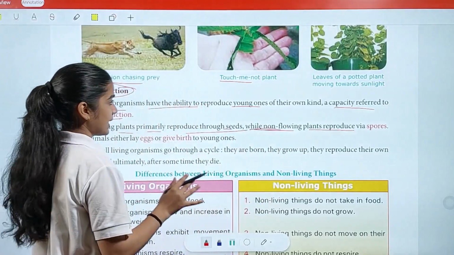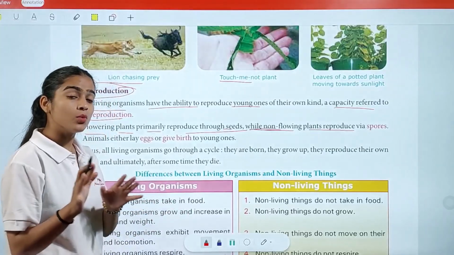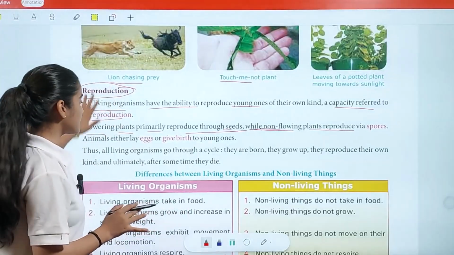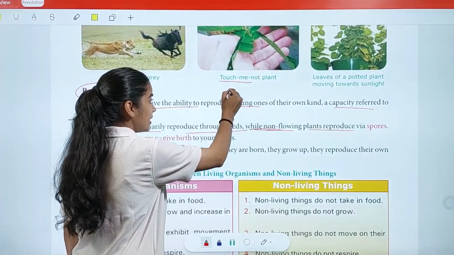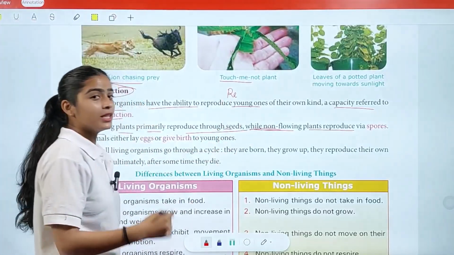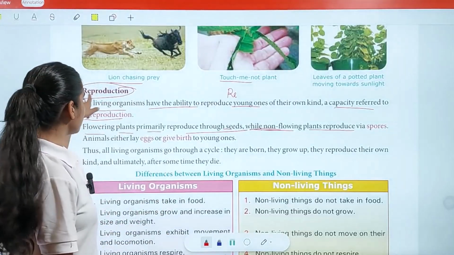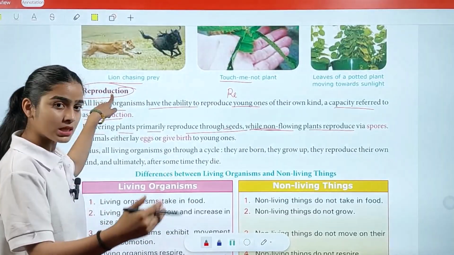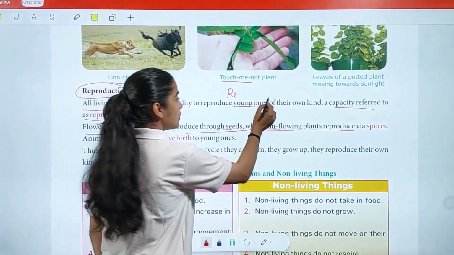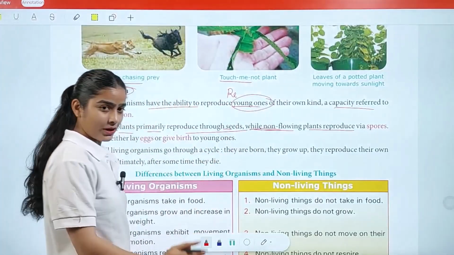First of all, we have to understand what reproduction means. The name suggests the word re. Re means we can say repeat yourself. So re means you have to do this work again. So when we say reproduction, it means a new one, a young one would be here, right? It is clear.